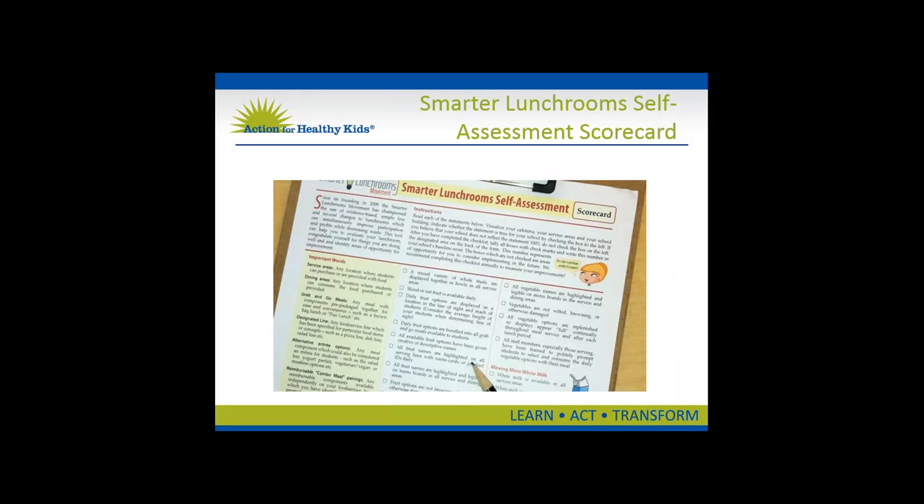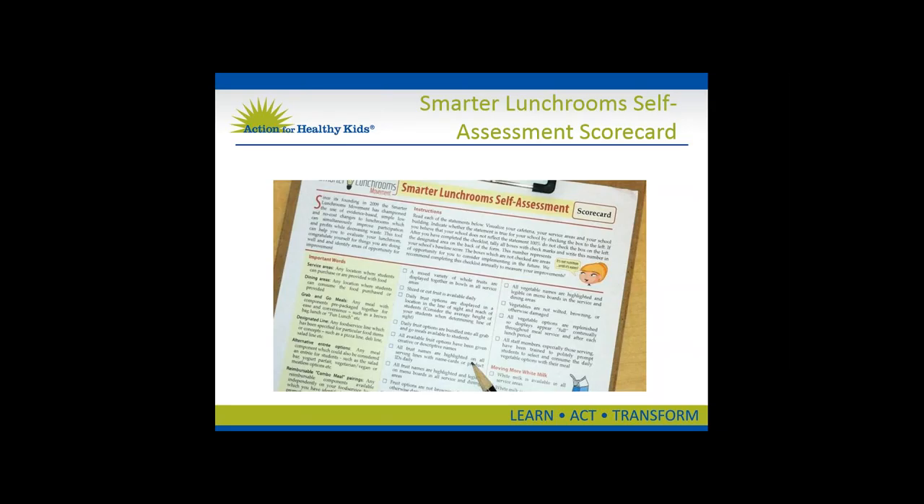So to meet the Smarter Lunchrooms criteria for the HUSSC application, all schools applying must fill out the Smarter Lunchroom Self-Assessment Scorecard, which is a two-page document that contains 100 statements that are considered to be Smarter Lunchroom techniques. Applicants will be asked to check off those statements that they are currently implementing in their school. So I'll give you a quick example.